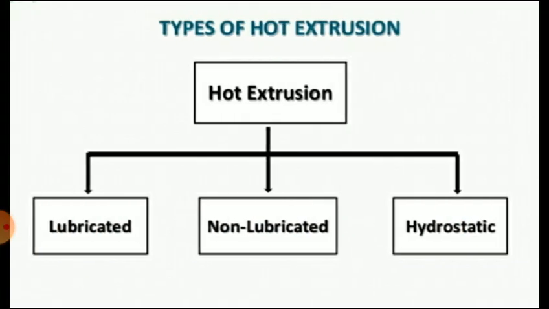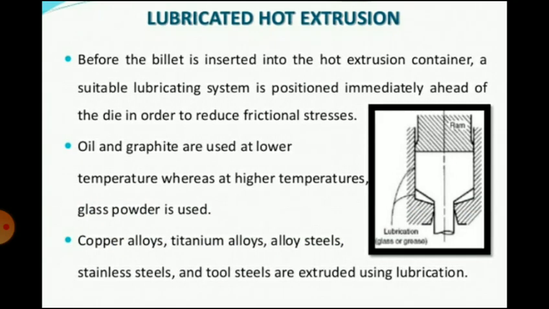So hot extrusion is again subclassified as lubricated hot extrusion, non-lubricated hot extrusion, and hydrostatic hot extrusion. In the first case, lubricated hot extrusion, you can see there is a container and a ram that is used to apply force on a hot billet. Before the billet is inserted into the container, a suitable lubricating system is positioned immediately ahead of the die in order to reduce frictional stresses.